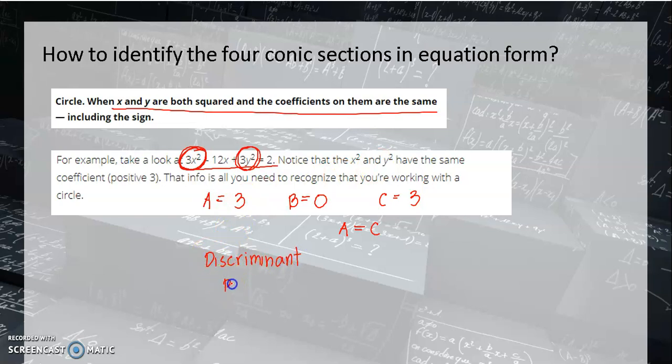Again, the formula for the discriminant is b squared minus 4ac. So just substitute. This will be 0 squared minus 4 times 3 times 3. And if you simplify this, that equals negative 36. So since this is negative, it is consistent with a circle or an ellipse, and since a is equal to c and b is 0, it is a circle.